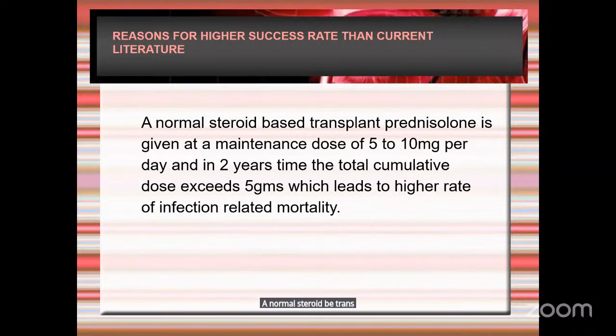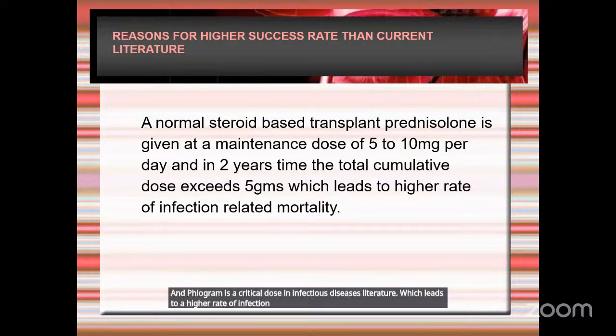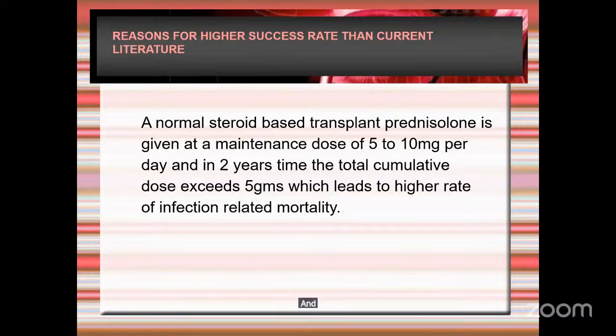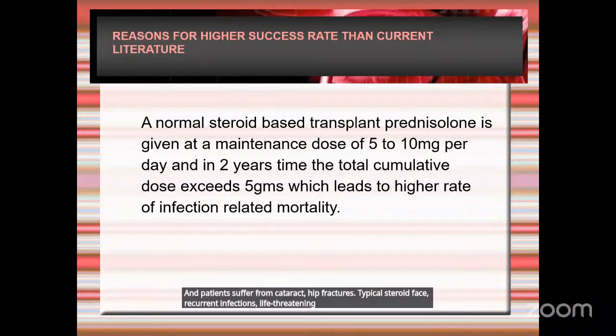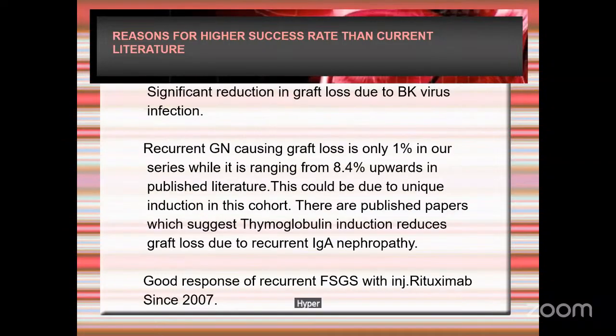In a normal steroid-based transplant, you give prednisone at a dose of 5 to 10 milligram per day, and in 2 years' time the total cumulative dose exceeds 5 grams. And 5 grams is a critical dose in the infectious disease literature, which leads to a higher rate of infection mortality. Patients suffer from cataract, hip fractures, typical steroid phase, recurrent infections, life-threatening infections, atherosclerosis, hypertension, diabetes, and graft loss due to BK virus also more.